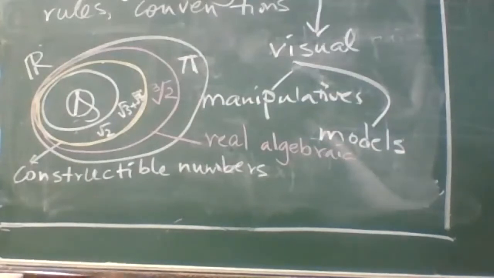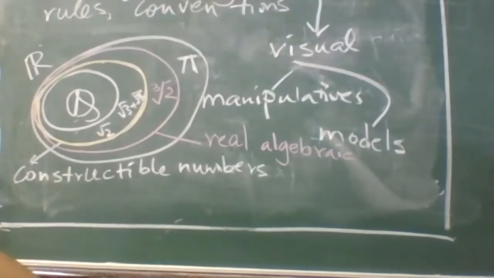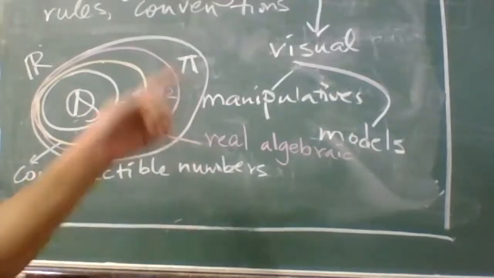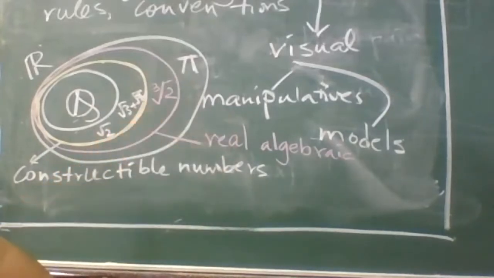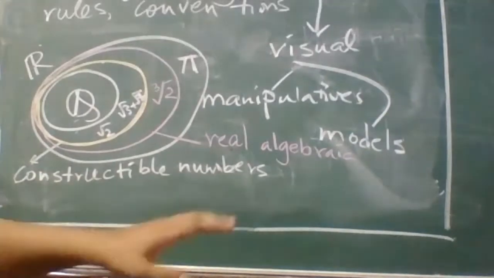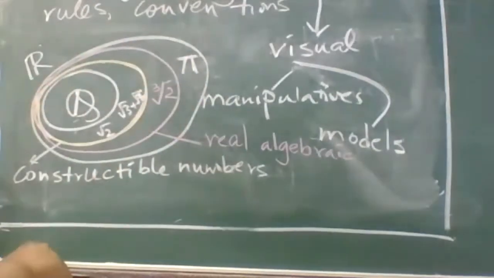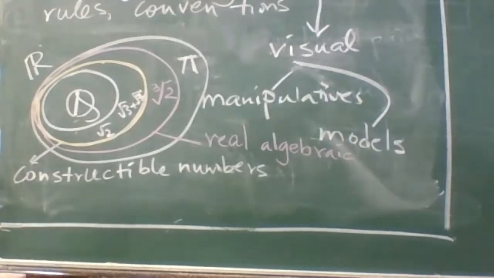Now we talked about countability. Rational numbers are countable, and I will show you how. This set of constructible numbers again is countable. Real algebraic numbers again is countable, and you don't have to believe me, I will prove it to you. But when we get to pi, these are called transcendental numbers, and they are the ones that make real numbers uncountable.